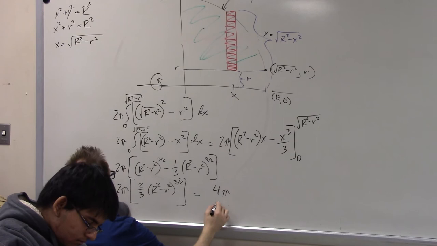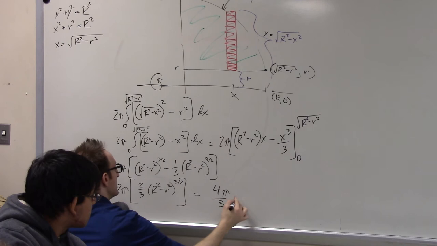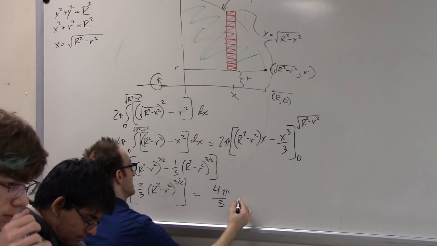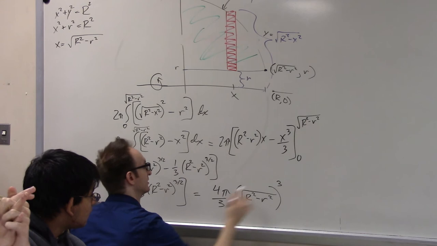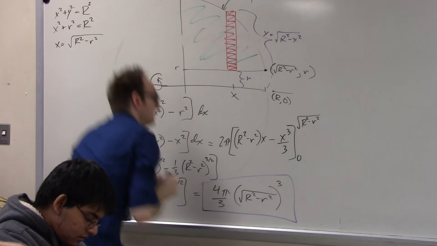Or 4 thirds pi, this is actually kind of awesome. 4 thirds pi, so then it's like root big R squared minus little r squared, cubed. And if you write it like that, it actually says something deep and kind of awesome.